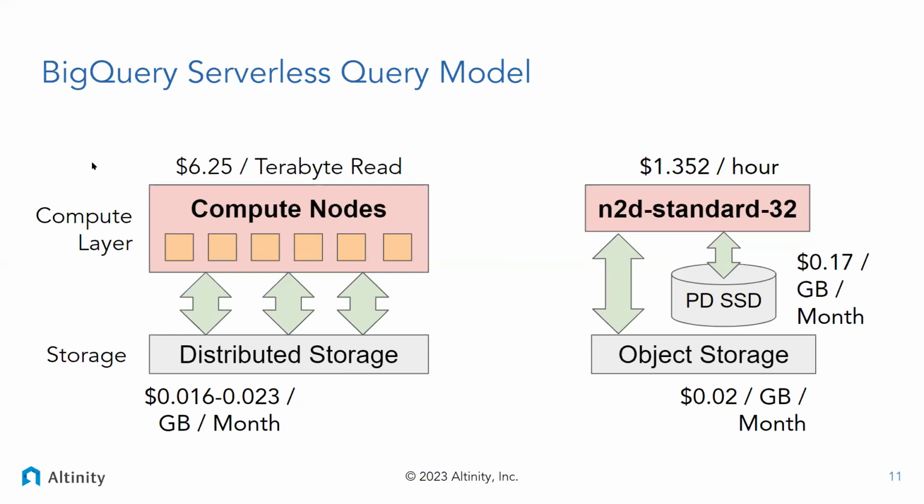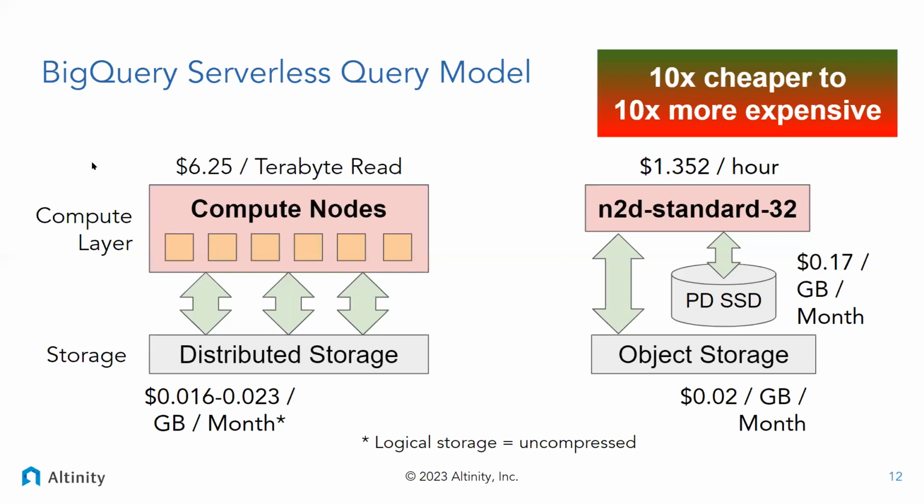But the problem is these numbers don't really tell you anything. Depending on how your data is arranged, BigQuery could be anywhere from 10 times cheaper to 10 times more expensive. So what's an example of how BigQuery could be cheaper? Well, if you only run the query once. With this N2D standard 32, that thing is sitting there until you turn it off. You're getting charged for it. And if you're keeping most of the storage on block storage, that is more expensive, and therefore you're paying more.